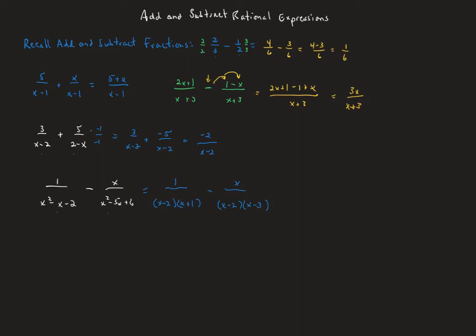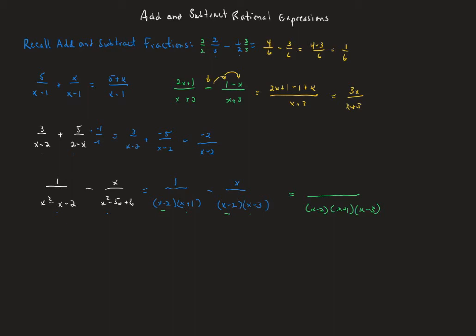Now as we look at that, we're looking for a common denominator. They share an x minus 2, so our common denominator is definitely going to have an x minus 2 in it, but only one x minus 2. We also have to have an x plus 1 from the denominator of that first fraction, and likewise we're going to need an x minus 3 as a contribution from that second fraction.